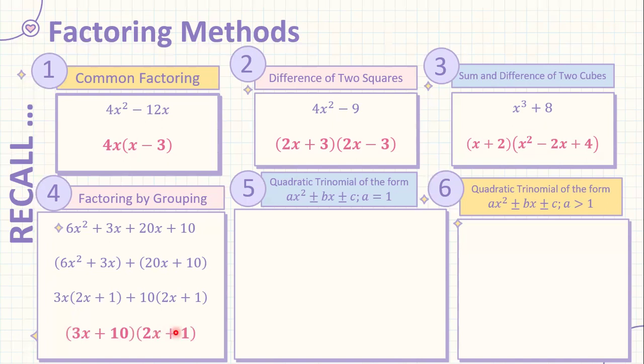So next is the quadratic trinomial of the form ax squared plus or minus bx plus or minus c, wherein a is equal to 1. So we have the expression x squared minus 8x plus 16. As you can notice, that is just the factor of 2x minus 4. Or we can just write dalawang x minus 4, x minus 4.